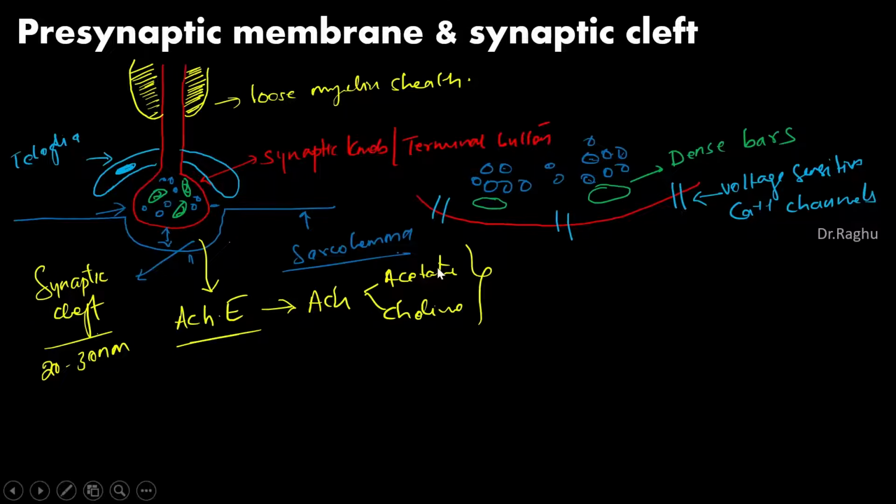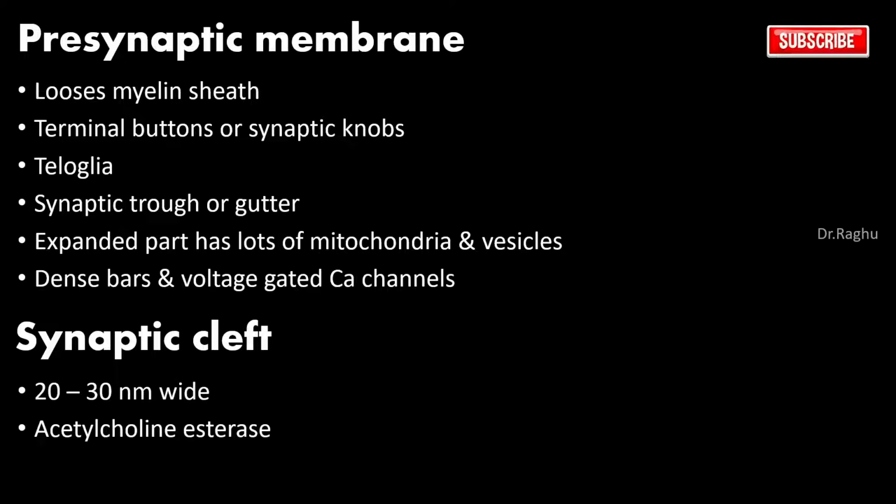So in order to summarize what we have understood in the presynaptic membrane: the first thing is that the axon of the presynaptic neuron is going to lose its myelin sheath. The ends of the axons are going to expand, and these are called either terminal buttons or synaptic knobs. And these ends are covered by Schwann cells which are called teloglia.